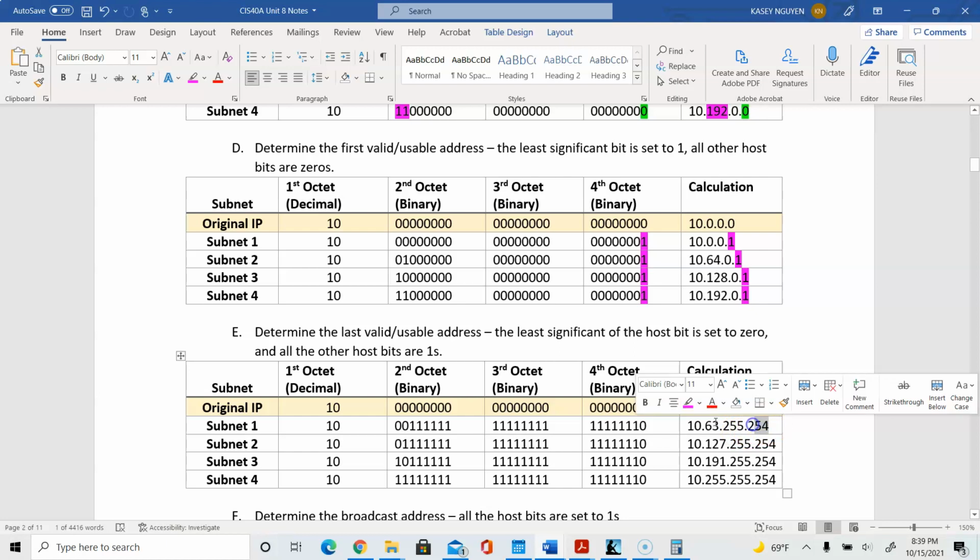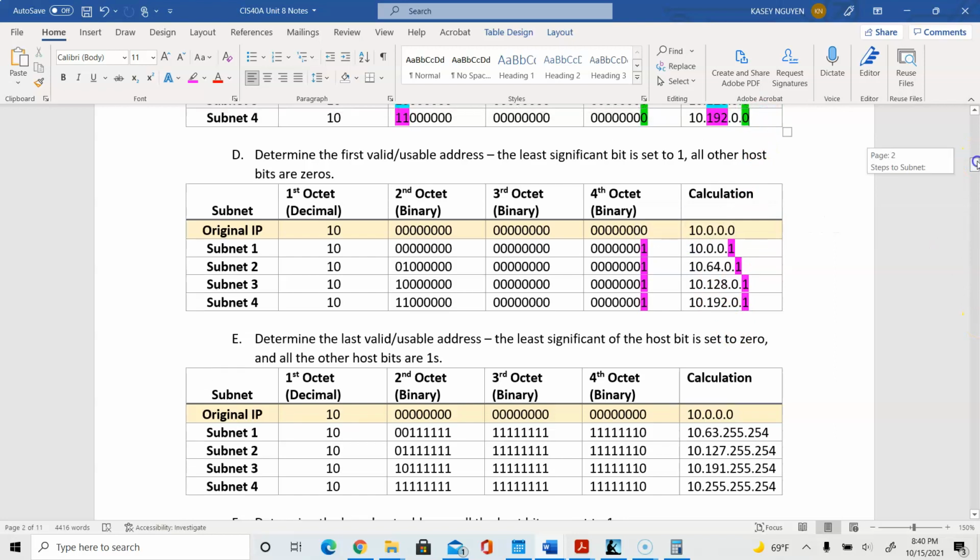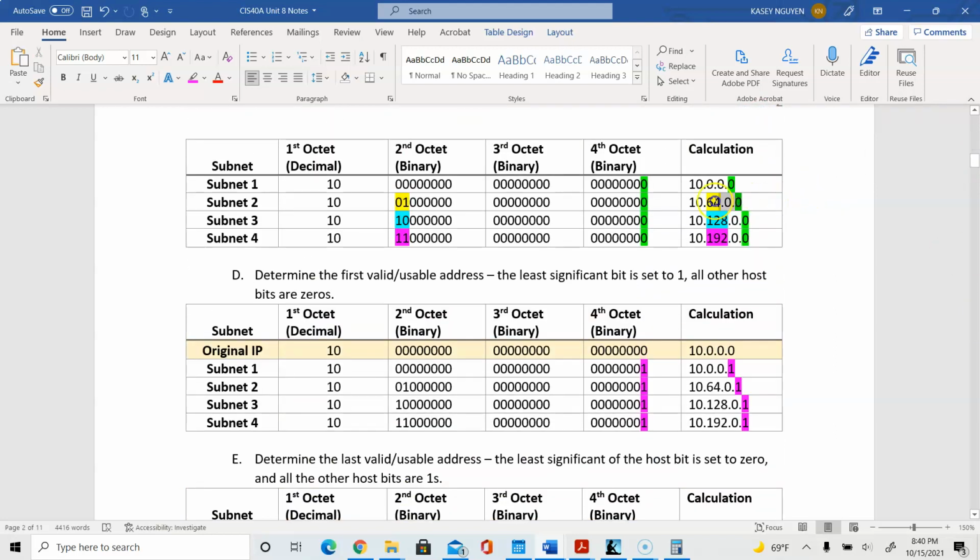So that's going to give me 10.63.255.254. We have to set this to 0 because if it becomes 1, then it will be 255, and that will not be a usable address. So my first range is going to end at 10.63.255.254. And you notice that the next value will be the start of my next subnet, which is the network.